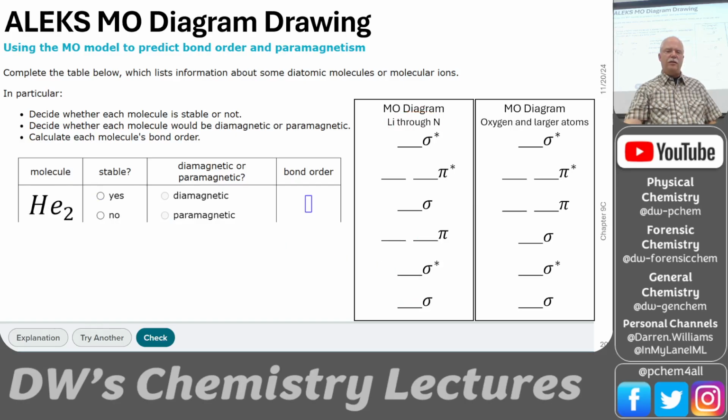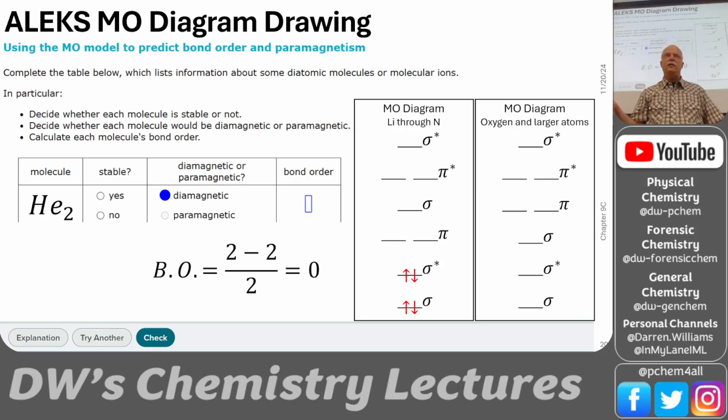Let's do He2 plus. Now it doesn't matter which side we use because it's going to be the same either one. Helium comes in with 2 electrons each, so we have 4 total. So 2, 4. Everything's paired up, so it's diamagnetic. The bond order is the trick here. We have 2 bonding and 2 antibonding. Do the difference, we get 0. So we have a bond order of 0.